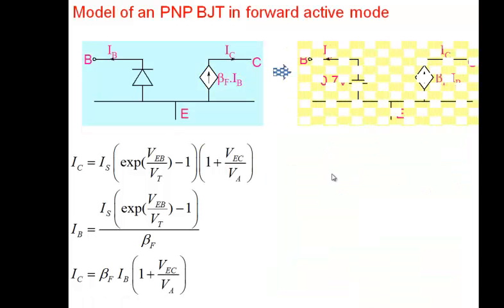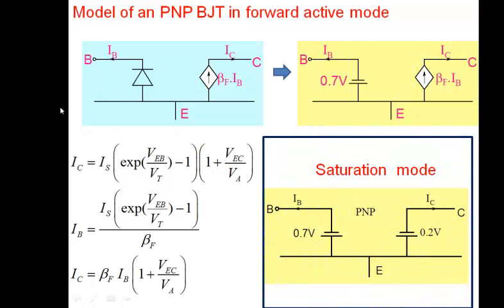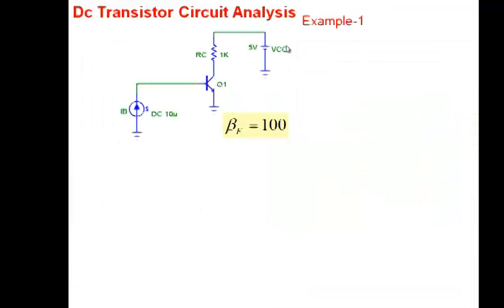Similarly, the PNP is exactly the same, except to keep in mind the diode direction and the current here. So it's not base emitter, which is 0.7, it is emitter base. It is not collector emitter, which is 0.2, it is emitter collector. And the other thing is, of course, the directions of the current that you see. So that's the PNP transistor. All right, with that background, let's take up the circuits now.